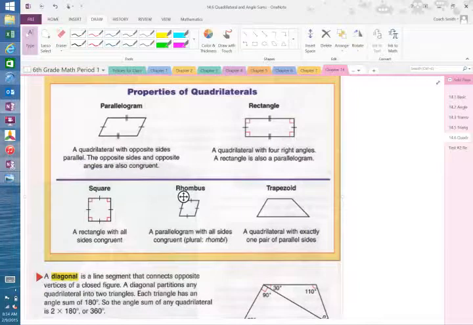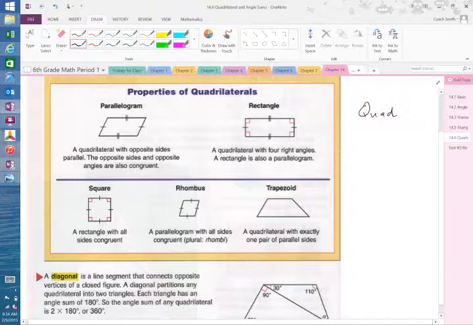Now, quadrilaterals are four-sided figures. That's why we call them quadrilaterals, because of the word quad, or the prefix before the word, quadrilateral, means four. So all the figures that we're going to talk about today have four sides. Now, there are different types of quadrilaterals.